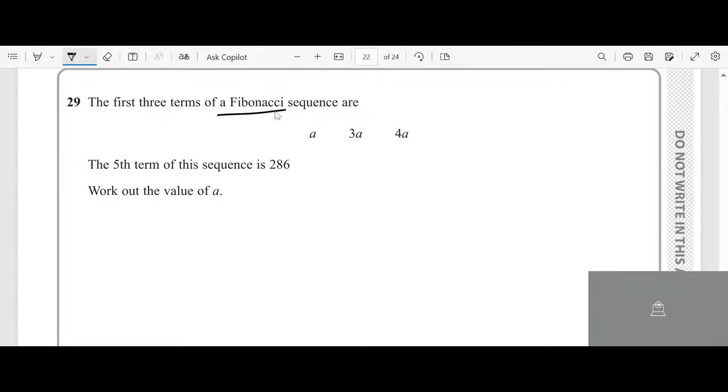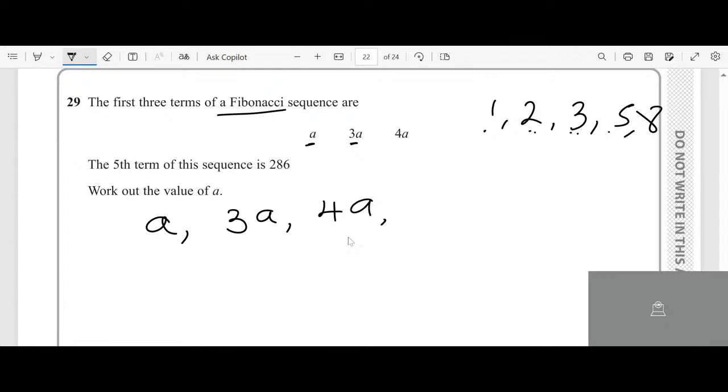A Fibonacci sequence means that whenever I add 2 of the terms, I should be getting the next number. For example, if I have 1 and 2, if I add 1 and 2, I should be getting 3. 2 and 3, I should be getting 5. 3 and 5, I should be getting 8. And that is how the trend always continues. So you can see in this case that A plus 3A gives 4A. So it is A, 3A, 4A. So the next one will be 3 plus 4, 7A. 4 plus 7, 11A.